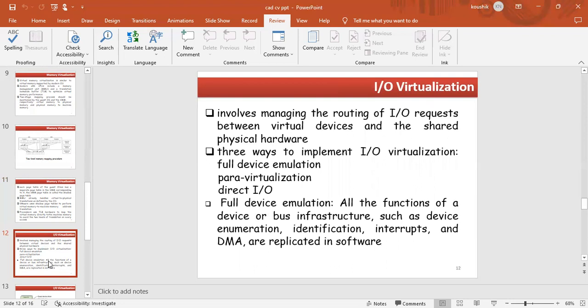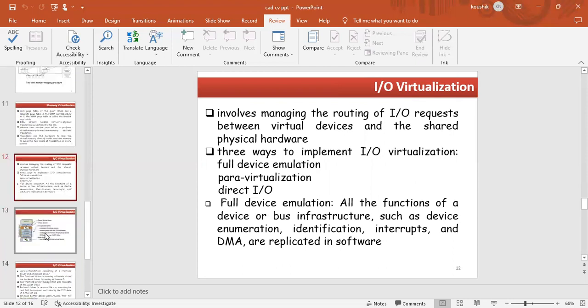I/O virtualization. I/O virtualization involves managing the routing of I/O requests between virtual devices and the shared physical hardware. Three ways to implement I/O virtualization are: full device emulation, para-virtualization, and direct I/O. Full device emulation is where all the functions of a device or bus infrastructure, such as device enumeration, identification, interrupts, and DMA, are replicated in software.